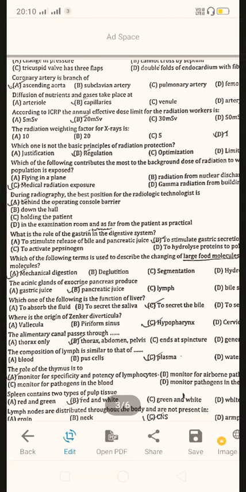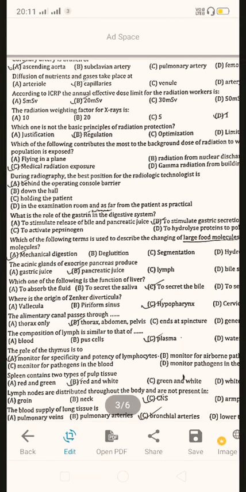Third question: diffusion of nutrition and gases takes place in... the correct answer will be B, capillaries. They convert deoxygenated blood to oxygenated blood.